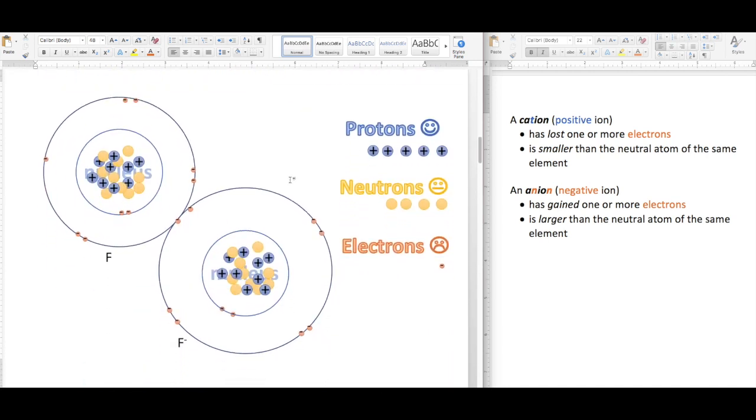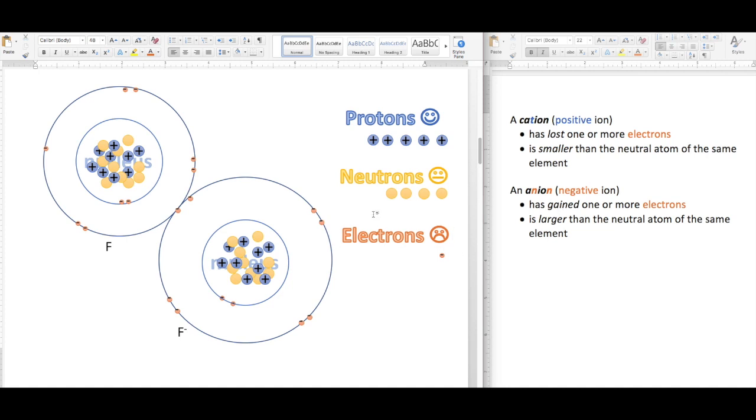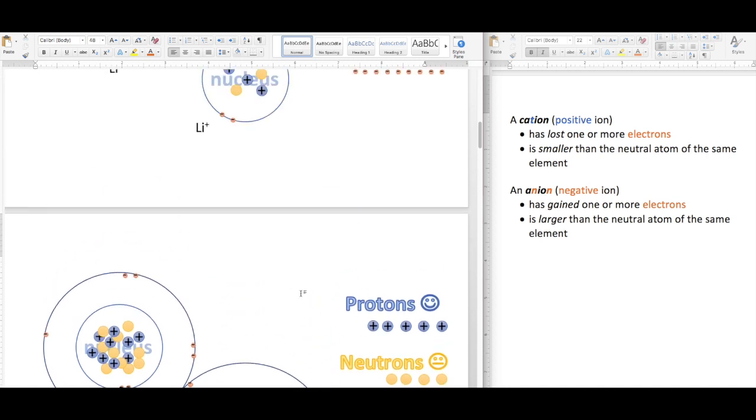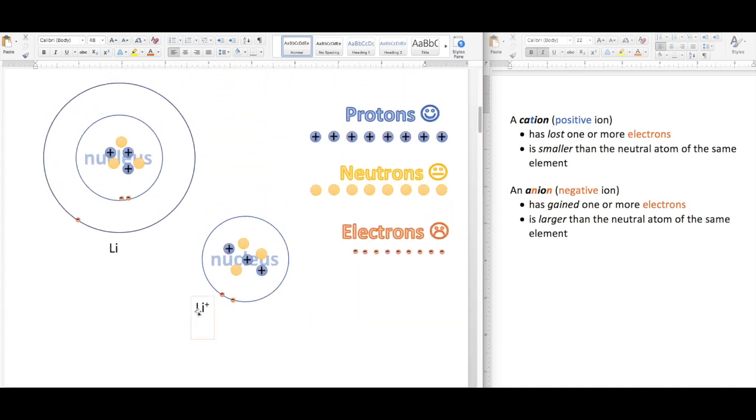And then, of course, in the case of the negative, it gains one or more electrons, and that makes it larger than the neutral atom. So gaining makes it bigger, losing makes it smaller. And so you should understand then that if you're comparing a negatively charged ion to the equivalent neutral atom, it's going to be bigger. And if you're comparing a positively charged ion to the equivalent neutral atom, it's going to be smaller.